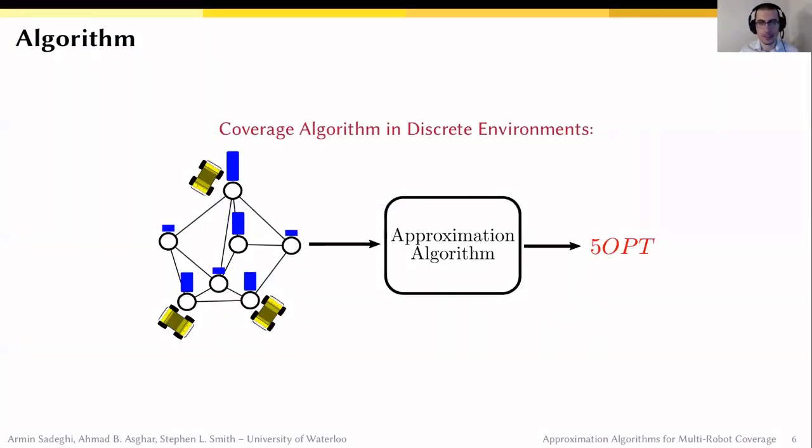Now we provide the high-level idea behind our approach. Given a discrete environment coverage problem, we propose a distributed approximation algorithm, and we show that the final result of the approximation algorithm is within 5 times of the globally optimal solution for the discrete environment coverage problem.